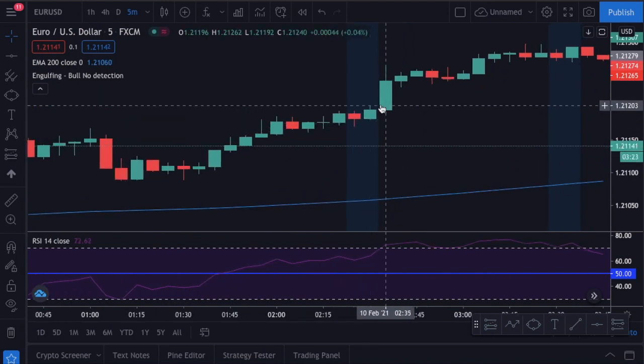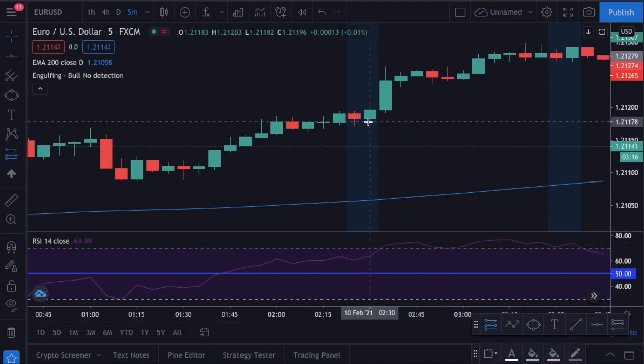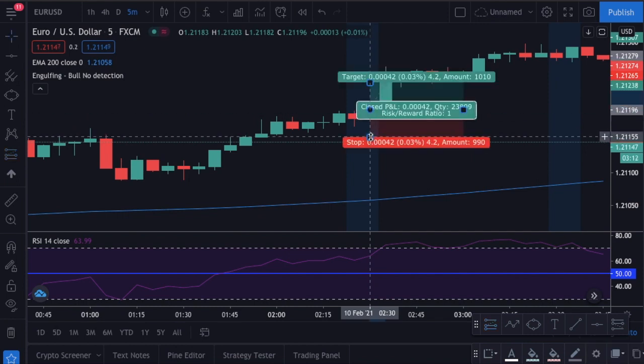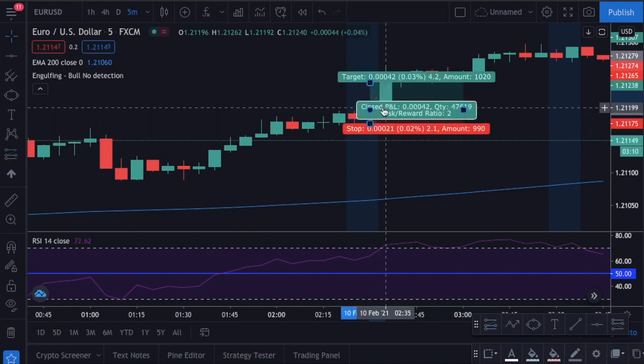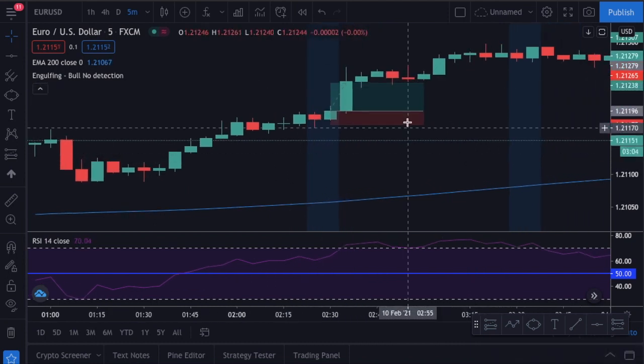Here, we have a possible entry. We have the engulfing pattern, the price is higher than the EMA, and the RSI is higher than 50. So we will open a position at the close of the second candle of the pattern, with the risk-reward ratio of 2. We will put the stop loss just below the low of the candle. And as you see, this trade was a winner also.